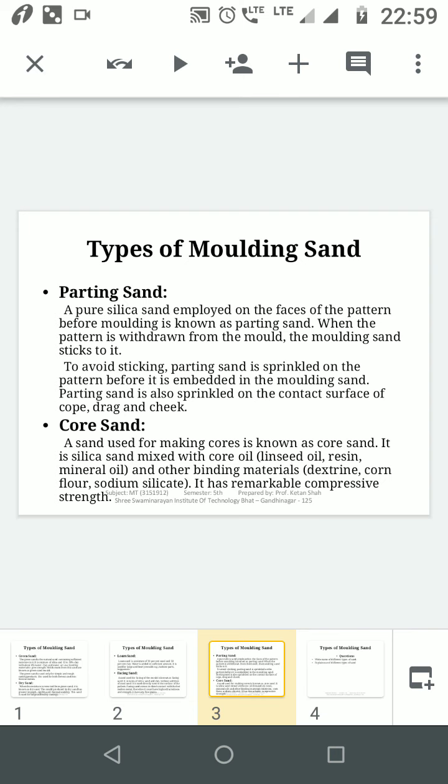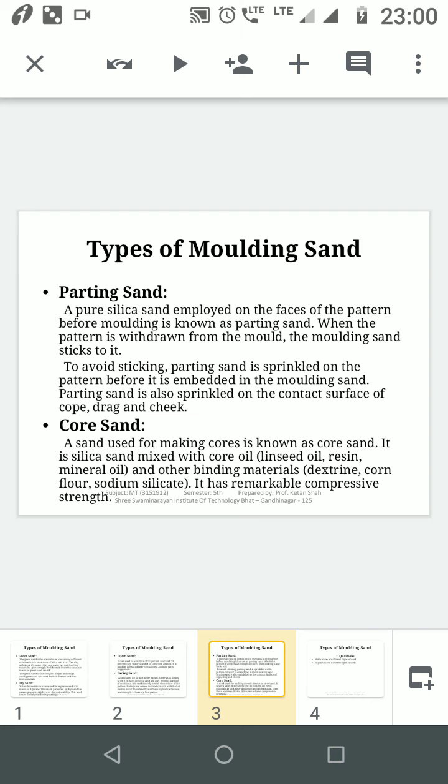Next one is the parting sand. A pure silica sand employed on the face of the pattern before molding is known as parting sand. When the pattern is withdrawn from the mold, the molding sand sticks to it. That means when we are making any mold, we insert the pattern, and to get that cavity, we have to remove that pattern from the mold. During that, a certain amount of molding sand sticks to the pattern. To avoid this problem, we have to keep this parting sand on the bottom face of the pattern.